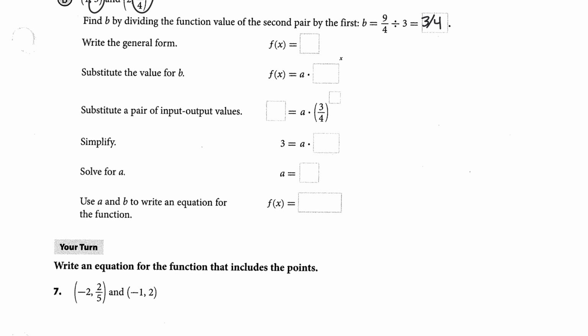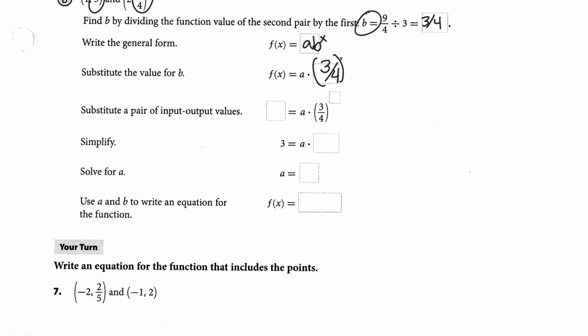And it says write the general form. That's like the template. A, B to the X. We just found B, so we're going to replace that with the number we found for B. Since it's a fraction, it's best to use parentheses.